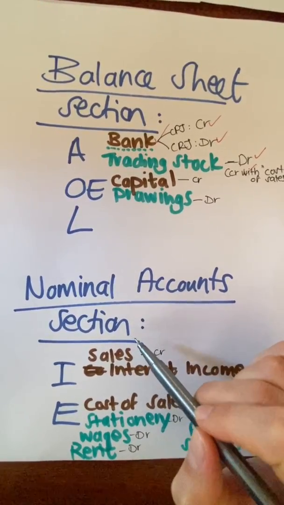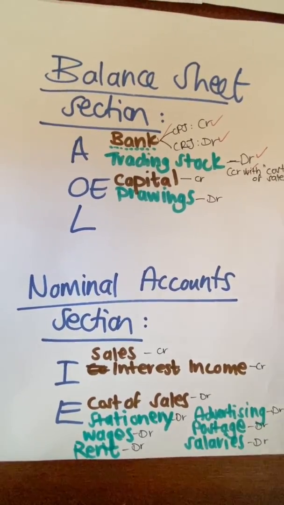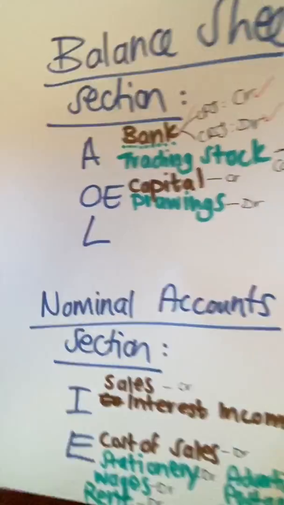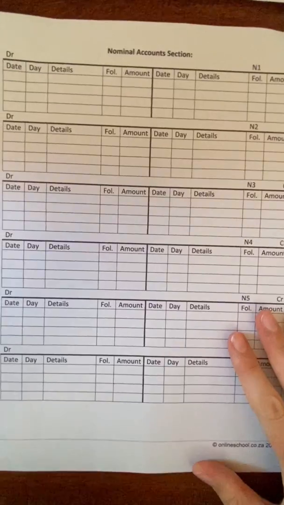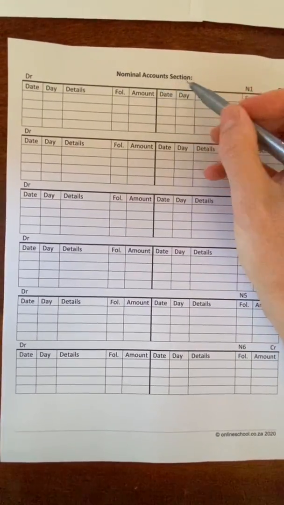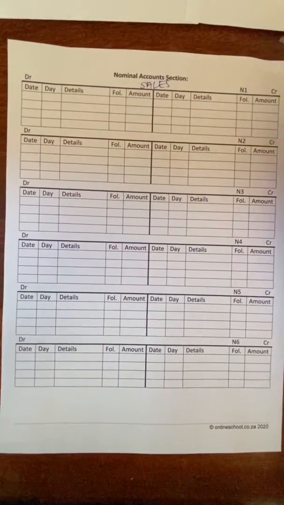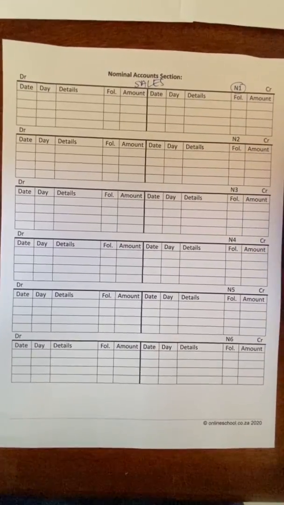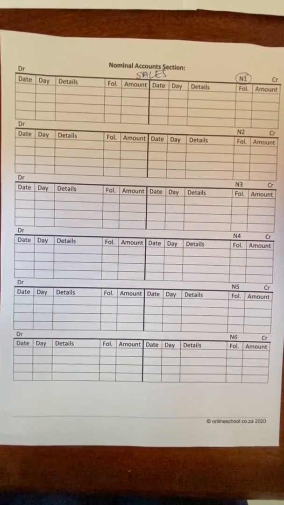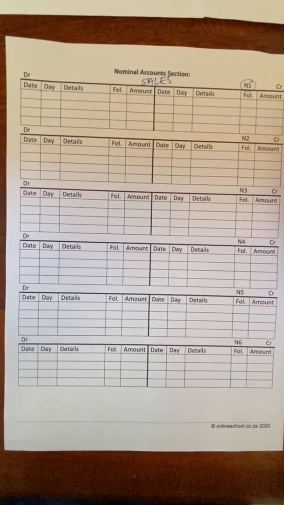Now, sales, we've worked out, is income, so therefore it must go onto the credit side of the T account. So we come to our nominal account section of our general ledger. It must be entitled so, and we write out the name of the account that we're going to be posting to. Note that it also has a folio reference. Because it's the first one that I've written down, it's going to be called N1.